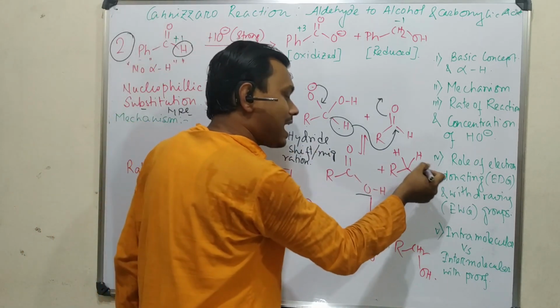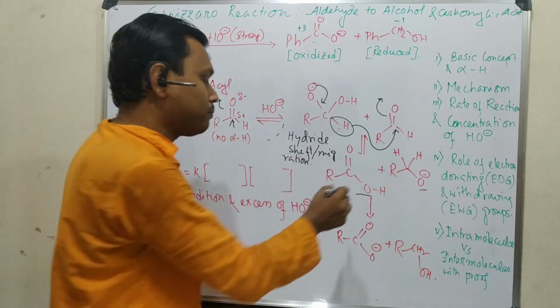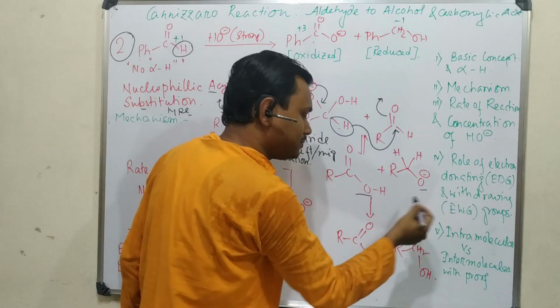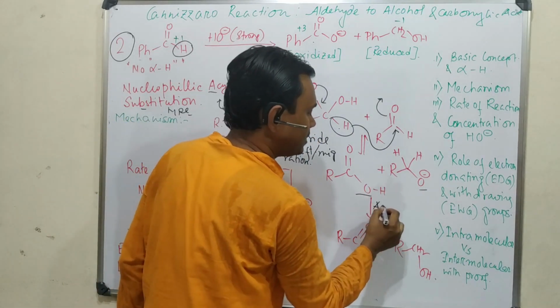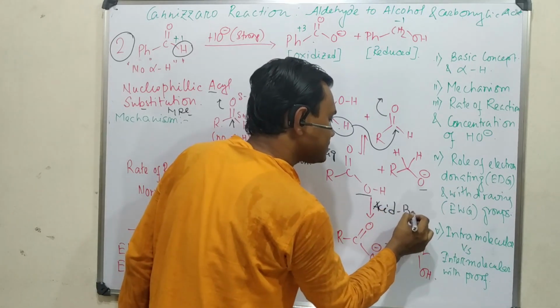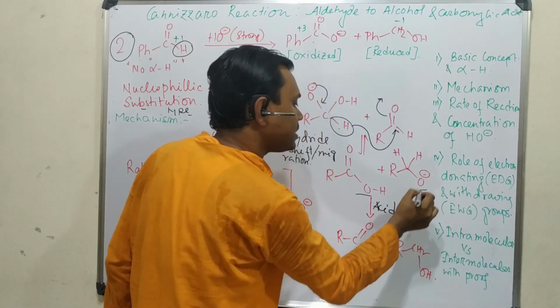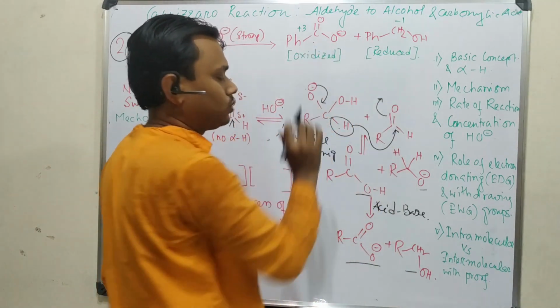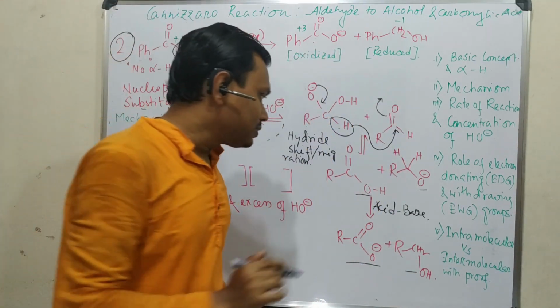Now, as we know, alkoxides are a stronger base compared to this proton. Actually, this is very acidic. So instantly an irreversible acid-base reaction will happen, and this will form this carboxylate, and this is the alcohol, as I told. So, I guess you have understood the mechanism.